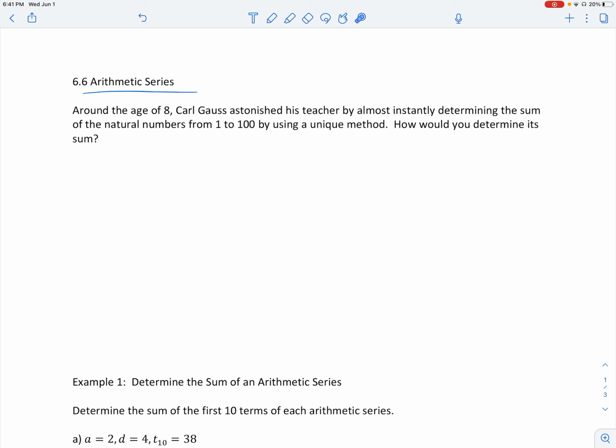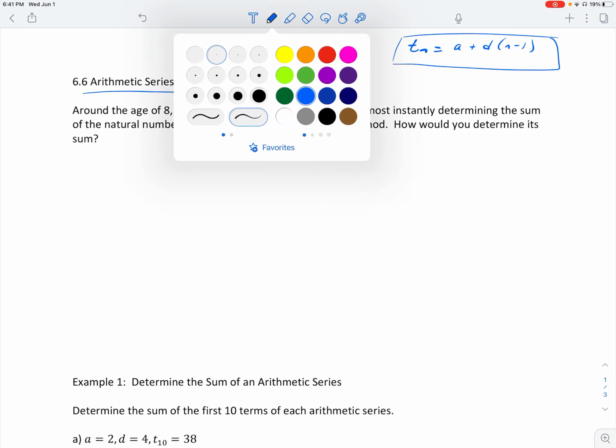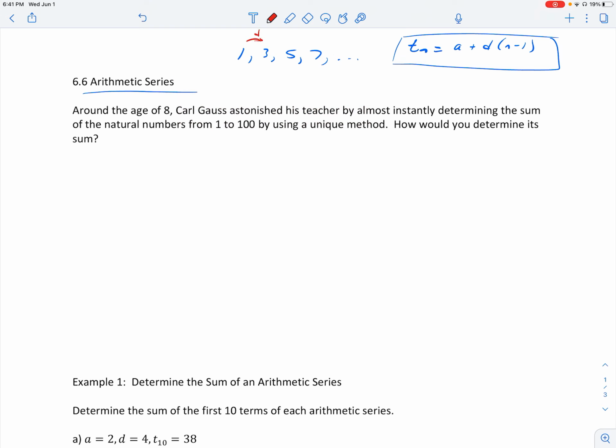Remember, arithmetic sequences have the pattern where they always have a common difference between consecutive terms. The explicit formula is given by the first term plus the common difference times n minus 1. This formula is used to calculate any term that we might look for in the arithmetic sequence. In order to be arithmetic, it has to have a common difference. D is the common difference between each consecutive term.